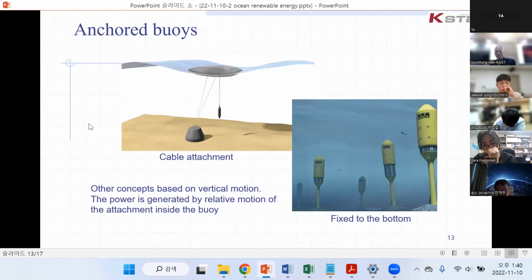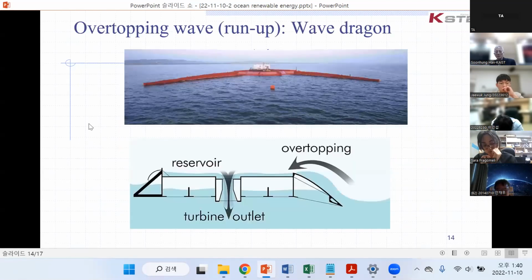So, fixed to the bottom, an anchored buoy, and then overtopping wave or running up. They call it the wave dragon. It looks like a dragon. So there is an overtopping wave coming, and the water is draining into a hole at the center, and then it gives you a turbine rotation.